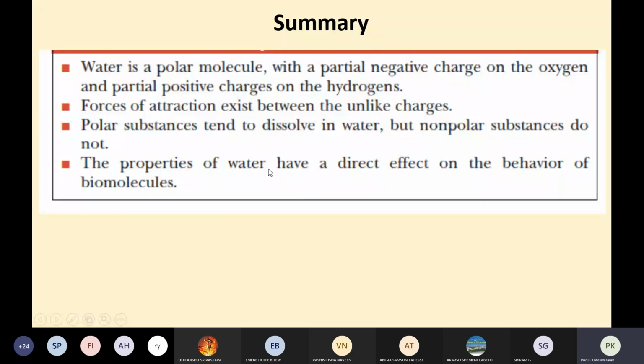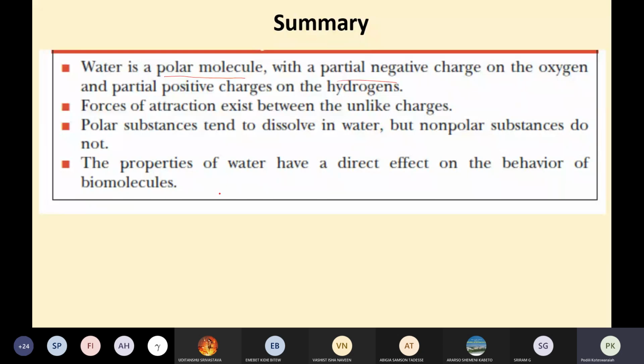And so in summary, water is a polar molecule because of the irregular distribution of charge, that is, the partial negative charge on the oxygen and the partial positive charge on the hydrogen. And the partial positive charge and the partial negative charge of the water molecule can interact with other molecules by dipole or ion-dipole interactions. And the polar or hydrophilic molecules dissolve in water, whereas the non-polar molecules do not.